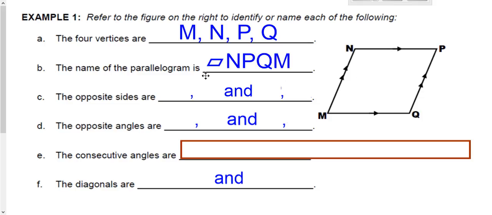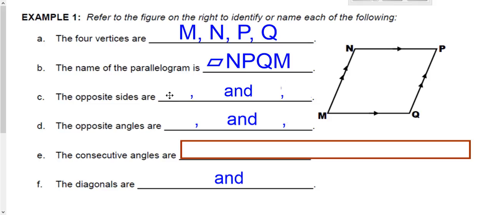So I started at N, and then went to P, Q, and M. Okay? You could have started at N and gone P, Q, M. It doesn't matter where you start, just as long as you go around it in order. Put a little parallelogram symbol.